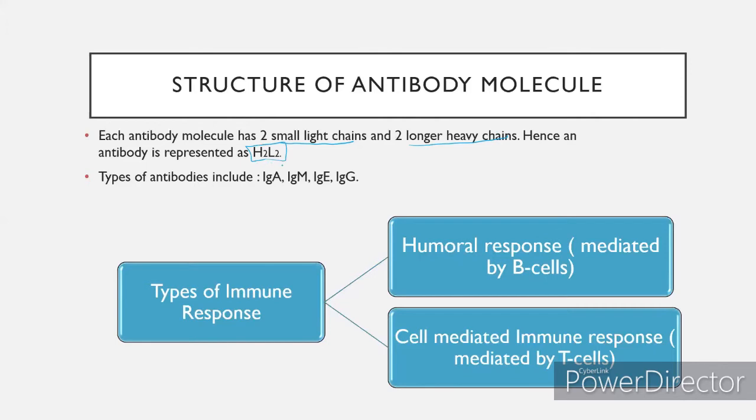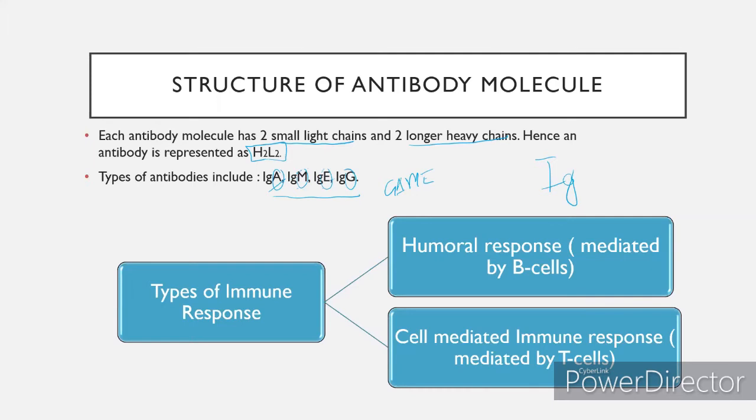Now, what are the types of antibodies here? They are IgA, M, E, and G. Here Ig refers to immunoglobulin, and it is common in all of these. The only differential part is this IgM and E. How to remember these antibodies? Just remember them in the form of a word called GAME. G for IgG, A for IgA, and subsequently for others.